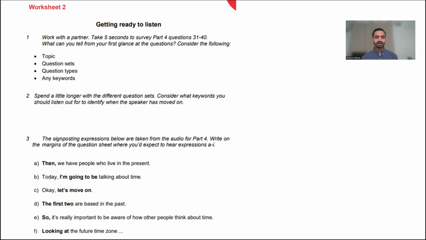Question sets, question types, any keywords. Spend a little longer with different question sets. Consider what keywords you should listen out for to identify when the speaker has moved on. The signposting expressions below are taken from the audio part 4. Write them on the margins of the question sheet where you'd expect to hear these expressions.